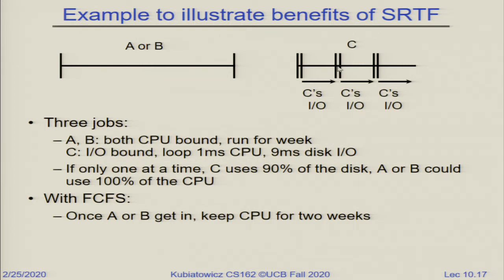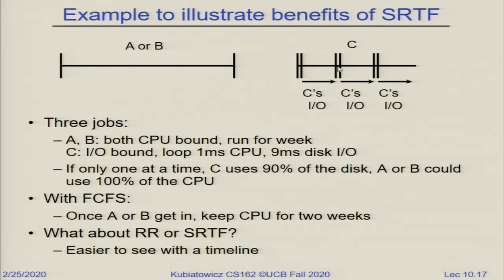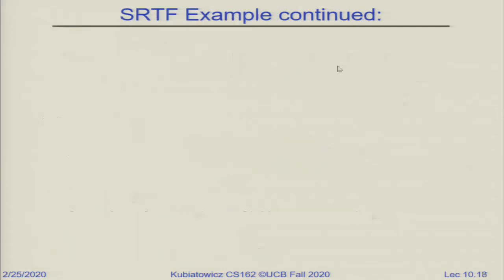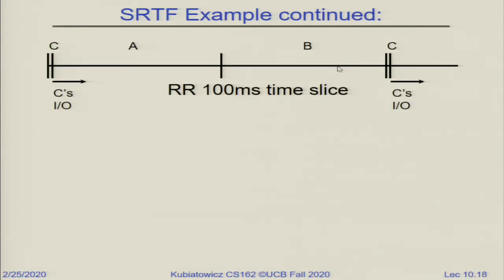With first come, first serve, once A or B gets in, it runs for a week. I'll tell you that the disk stopped, because C is no longer running, right? So first come, first serve is just a bad idea here. Everybody with me on that? But what about round robin or SRTF? Well, let's look at this a little more carefully.